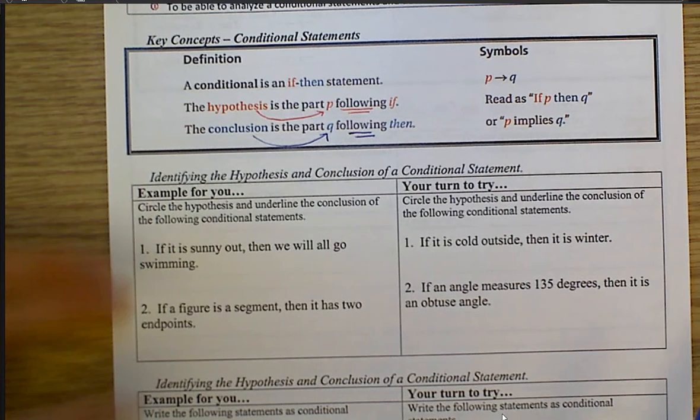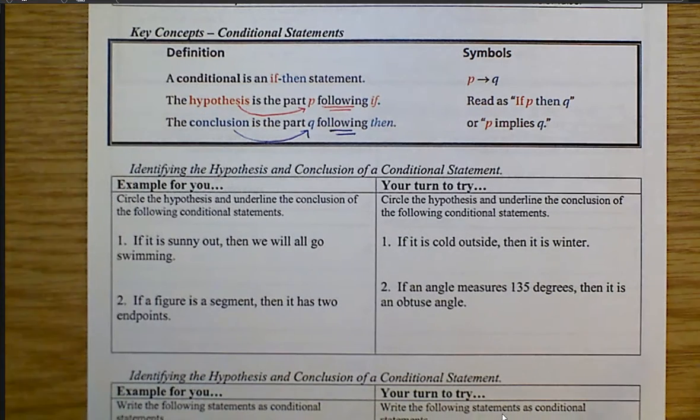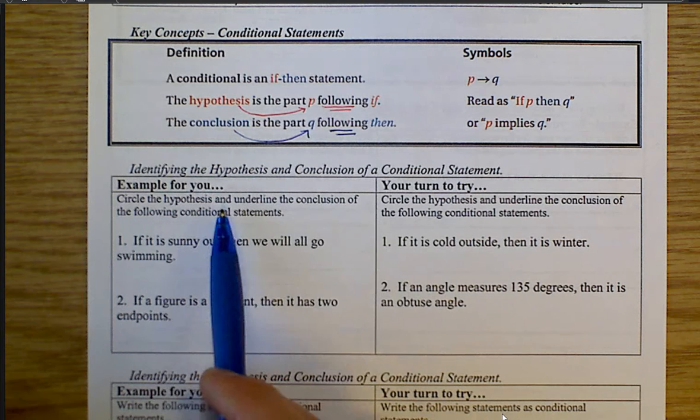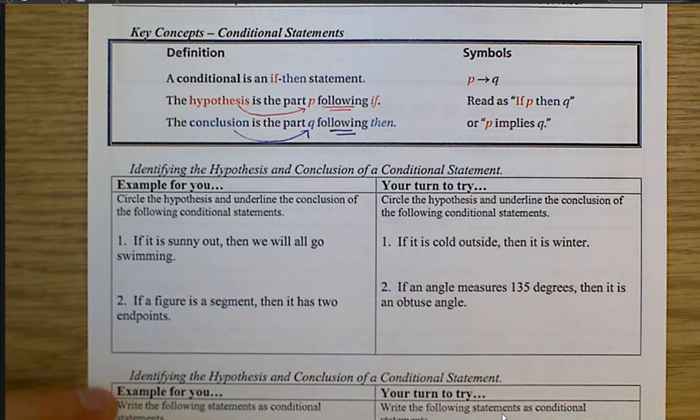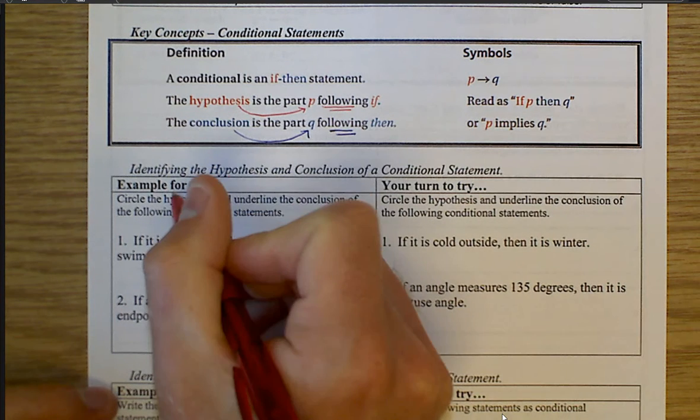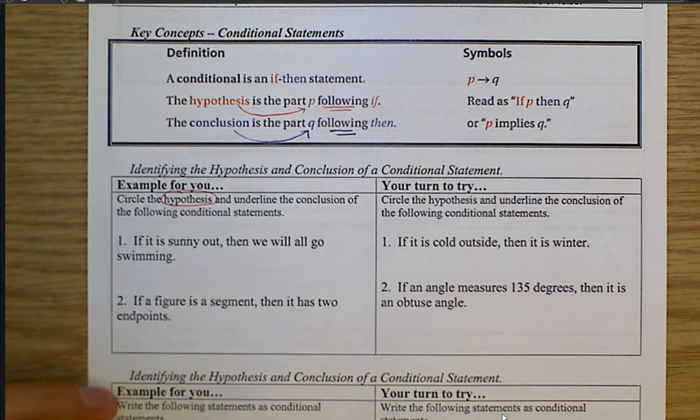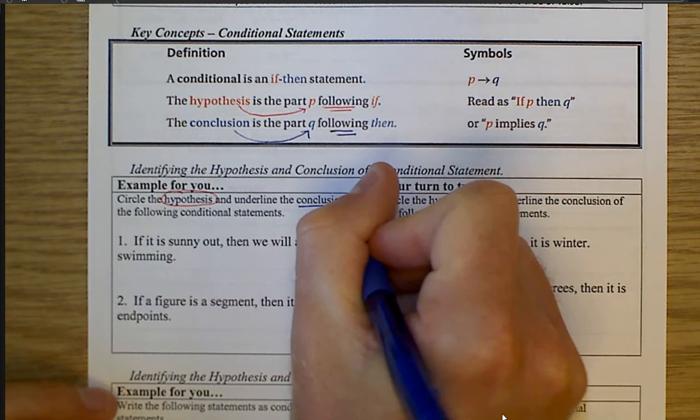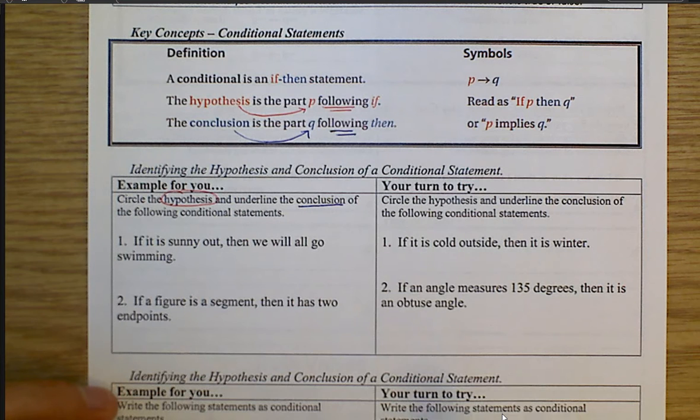Get this straightened out here for you. There we go. All right, so the directions. Circle the hypothesis and underline the conclusion. So the first thing I'm going to do is hypothesis. I'm going to circle in the directions my red, and I'm going to underline in blue my conclusion. I'm going to try to keep color coordinated. If you have blue and red, this may be very helpful for you.